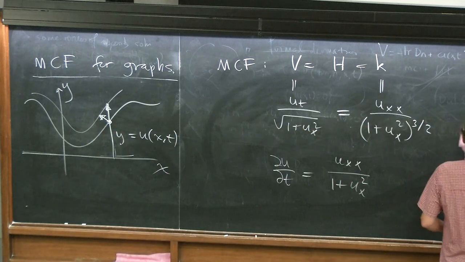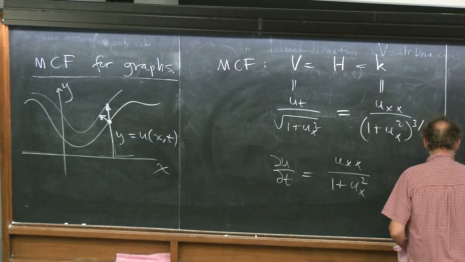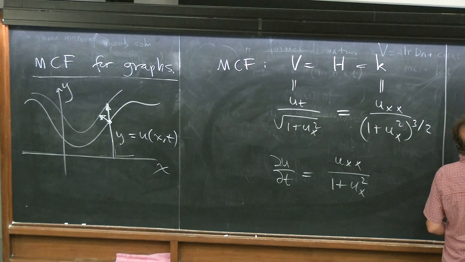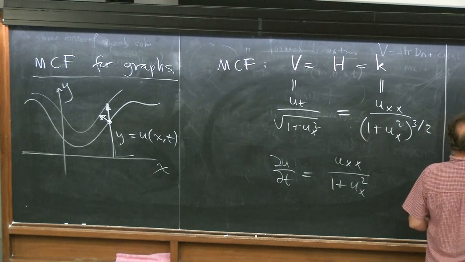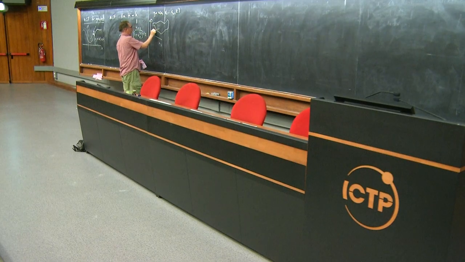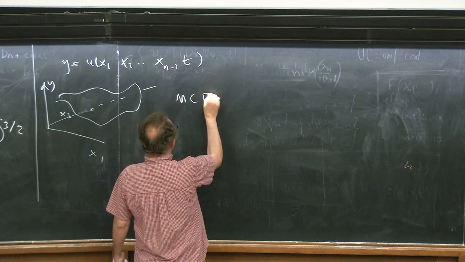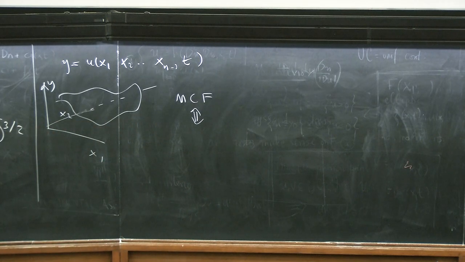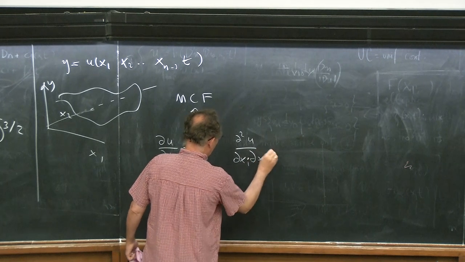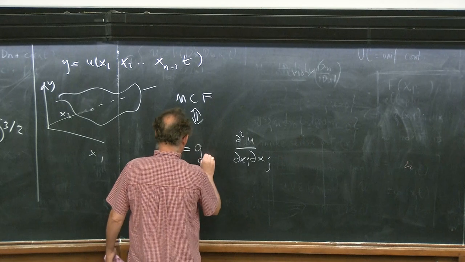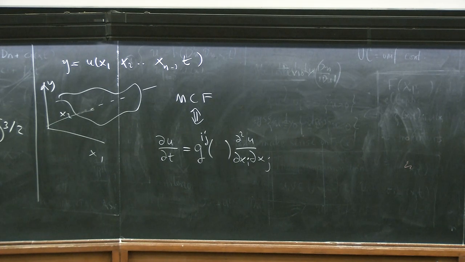In higher dimensions, there's a similar calculation which I won't do. I'll write the result. So if a graph of a function is moving by mean curvature flow, then mean curvature flow is equivalent to an equation like this. And so it's a parabolic equation, u_t is, second derivatives show up, and then there are coefficients, and the important thing for what I'm going to say today is that these coefficients, there's a formula for them. They only depend on the gradient of the function u.